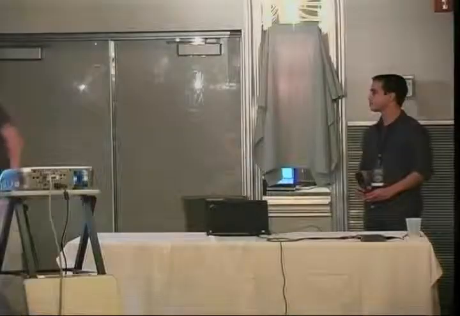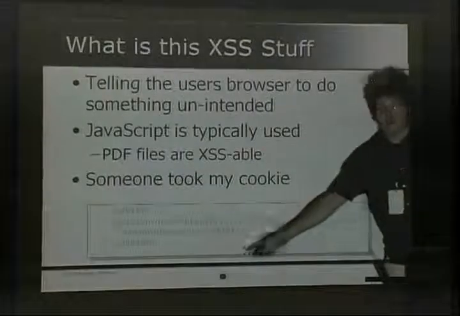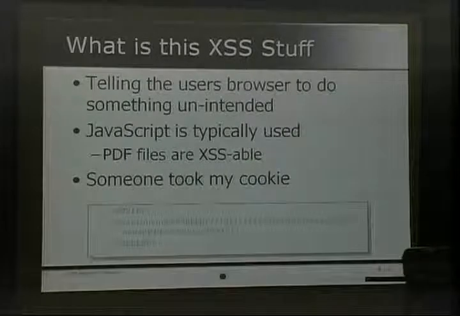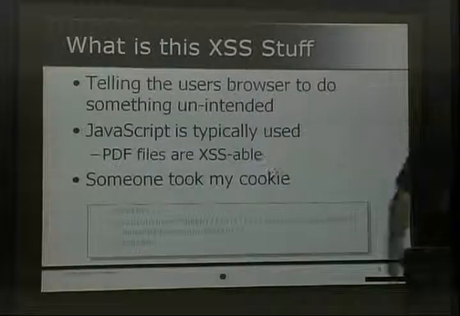So this is a simple example where it's just requesting a URL and passing in the document cookie. So this would never actually show up on the user's browser. It would just run in the background. They would never know that it happened. An interesting vulnerability that came out last year was PDF files were cross-site scriptable.